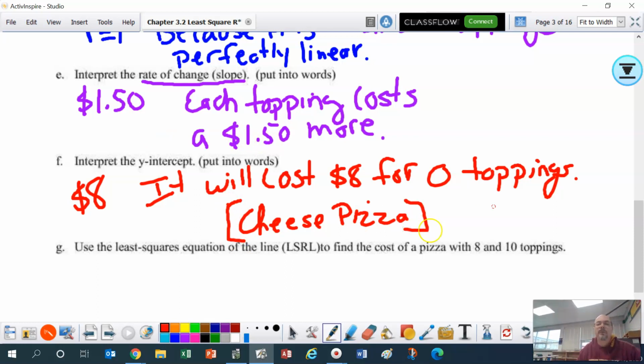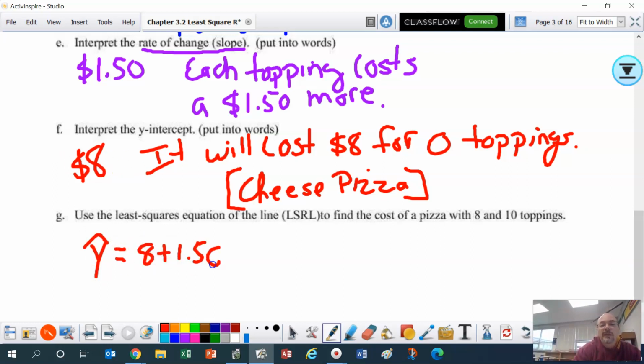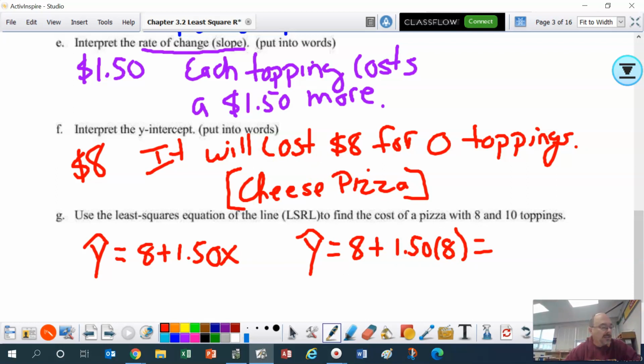That's what that means. Now, use the least squares regression line, the LSRL, to find the cost of a pizza with 8 and 10 toppings. Okay, so again, this y hat, that's for predicting, equals 8 plus $1.50x. Okay, so we're going to know the exact answer. So we're simply going to plug in the 8. So how much will an 8-topping pizza cost? You can do the math to save time. I'm just going to go right to it. It's going to cost you $20.